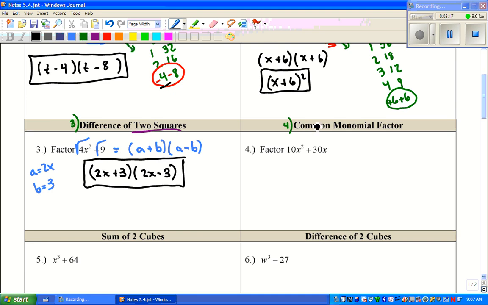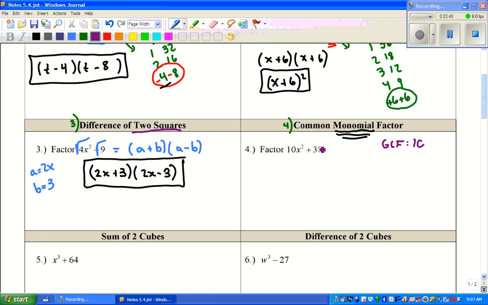Now, common monomial factor, this one is what it sounds like. A monomial, we know, is a polynomial with one term. So what we're going to do is look for what these two terms have in common. Right now, we're going to look for the greatest common factor between 10 and 30, which I know my GCF here between those two is going to be 10.